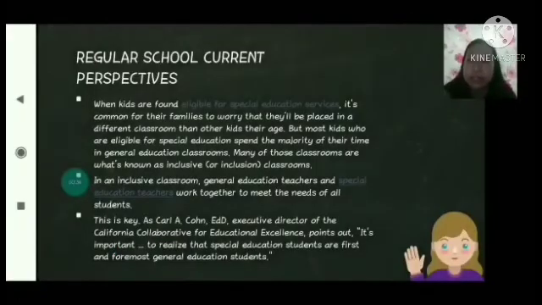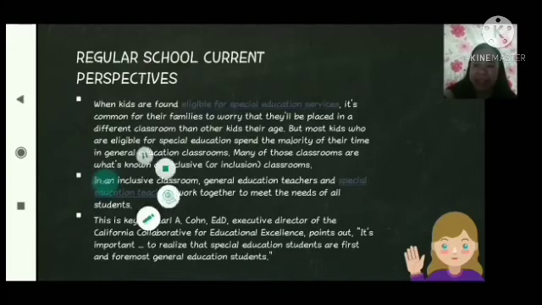So, sinasabi dito na karamihan daw sa mga batang qualify sa special education services ay mas nananatili ng matagal sa general education classroom. Itong classroom na to ay tinatawag na inclusive or inclusion classroom. Sa inclusive classroom, ang general education teacher at special education teacher ay nagtutulungan para makamit nila yung pangangailangan ng lahat.